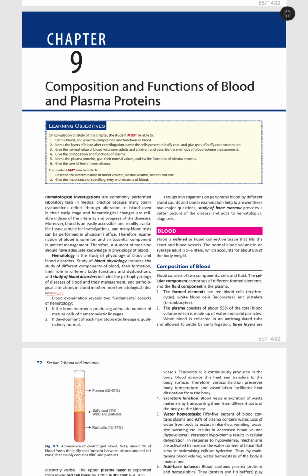So blood examination reveals two fundamental aspects of hematology: whether the bone marrow is producing an adequate number of mature cells in the hematopoietic lineage, and whether the development of each hematopoietic lineage is qualitatively normal. If the bone marrow is producing enough normal cells and the development of those cells is normal.